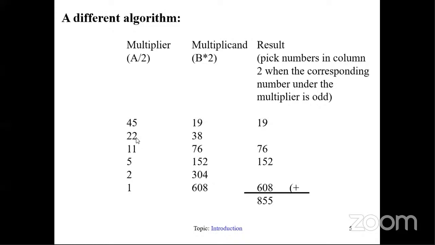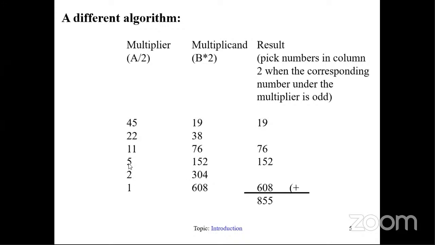In step 2 of the algorithm, we say A divided by 2. So when we divide A by 2, we have 11. And here we say 38 times 2, we have 76. Because 11 is odd, we pick 76 and we write 76 here. We divide 11 by 2, we have 5. And we multiply 76 by 2, we have 152. Because 5 is odd, we pick 152, because we are picking the number in column 2 when the corresponding number under the multiplier is odd.